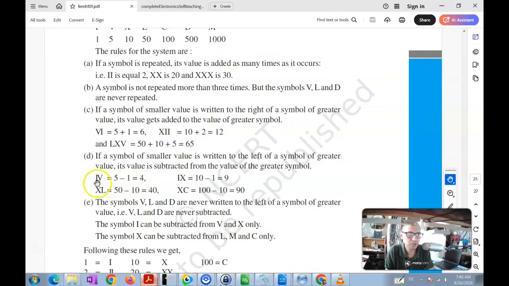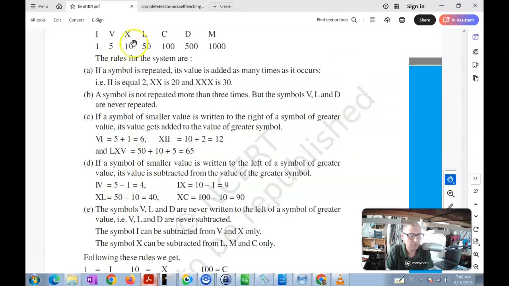For example, when you want to write a 4, you would write it as a 5 minus 1. So you would write the 5, and then you would write the 1 to the left hand side, which means that the value of 1 is going to be subtracted from 5. Or a 9 would be a 10 minus 1. So you write the 10, and then the 1 is written on the left hand side to be subtracted from 10. XL, for example: L is a 50, and X is a 10, so that's a 50 minus a 10, which is a 40.